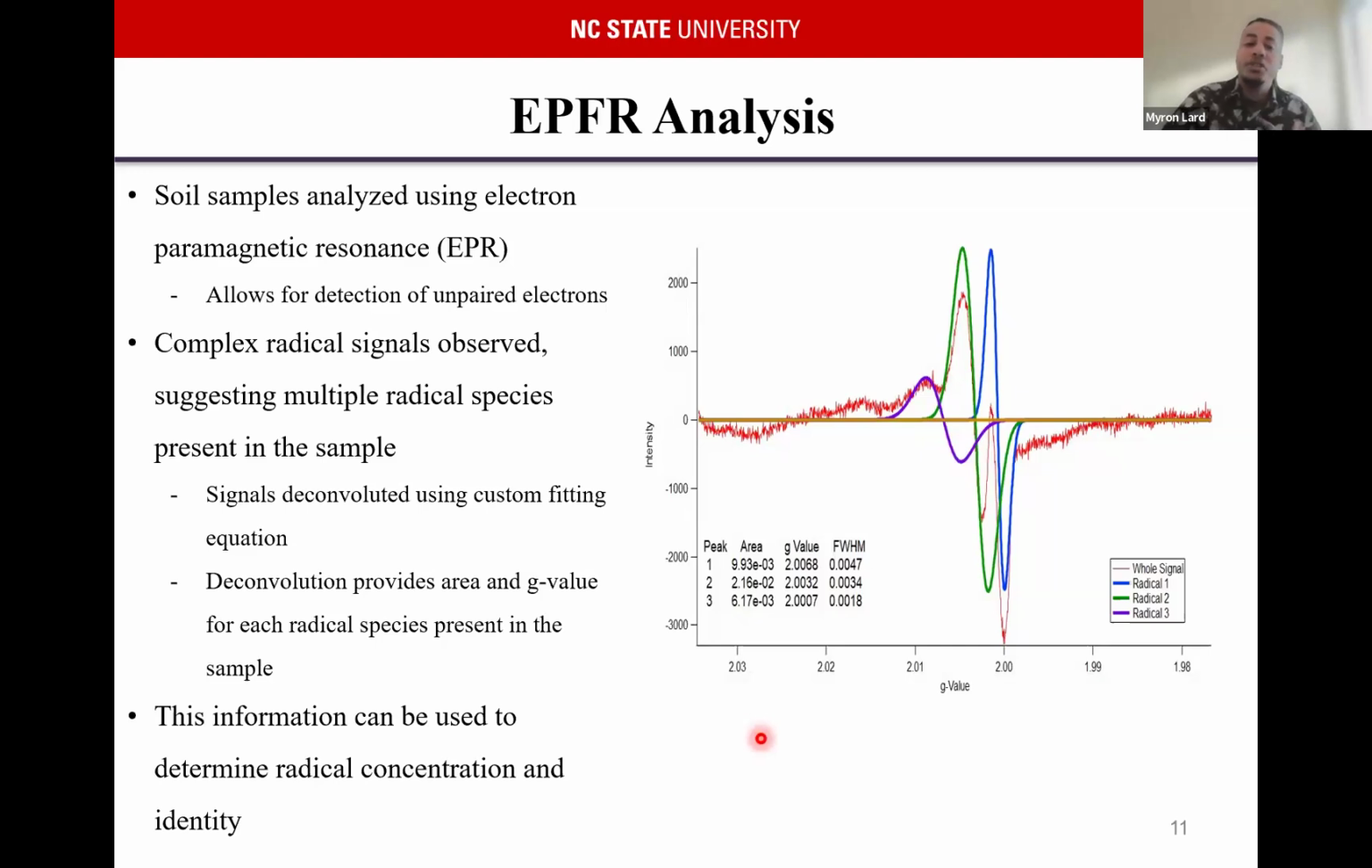So when we do our deconvolution, it provides information about each of the radical signals in the complex signal. And so we can use this deconvolution to determine radical concentration and identity by pulling out these pieces that we normally wouldn't be able to see.